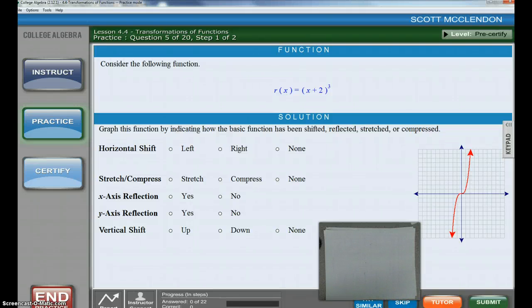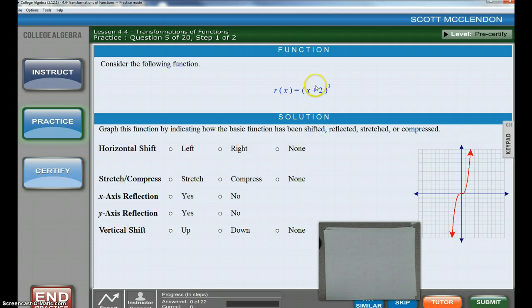All right, so here's 4.4. This is the transformation of functions, and I think this is what y'all were talking about. You wanted help with this part right here. This is an important question because, as you'll see, it will show up again on the test, probably on the final. This is a good way of asking these types of questions. I give this question on my test all the time, so make sure you understand what a horizontal shift is, the stretch or compress, the x-axis and y-axis reflections, and a vertical shift.